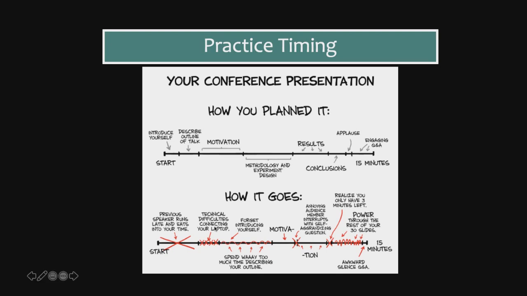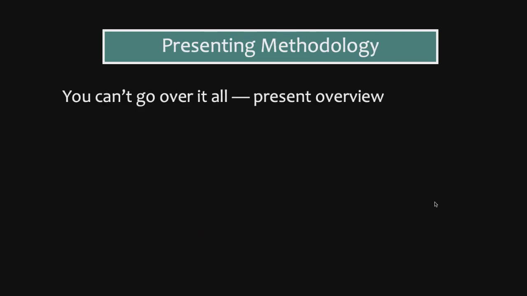And if you practice, you can avoid all of this, like spending way too much time talking about your bullet points and then, at the end, just rushing through your results section. When you present your methodology, this applies to everything I've said so far, right? You can't go over it all. You can't go through every nuanced aspect of your literature review and the very specific minutiae of the theoretical construct that you're trying to examine. Just hit the major points, right?